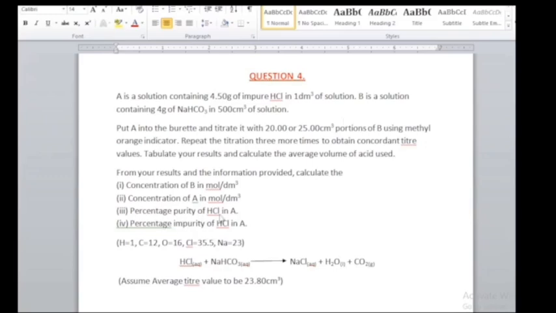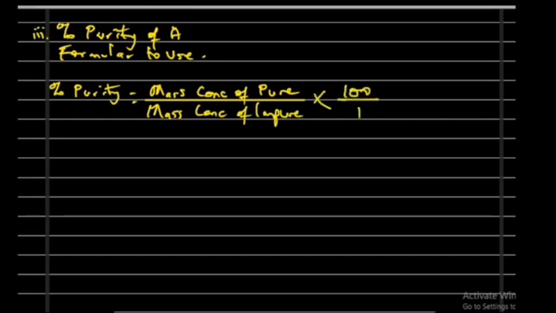And immediately we go to the third question, looking at the percentage purity of HCl. So how do we get that now? Percentage purity of A. The formula to use: percentage purity equals mass concentration of pure substance divided by mass concentration of impure substance multiplied by 100 over 1.